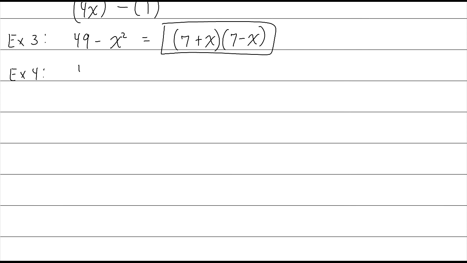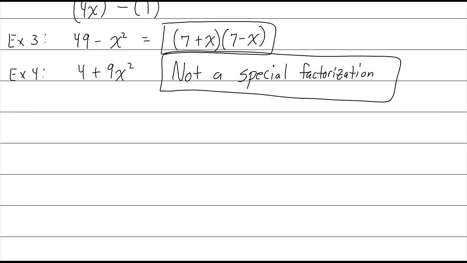Example 4, 4 plus 9x squared. Well, 4 is 2 squared. 9x squared is 3x squared. But before I write this out, I hope you recognize that that was a plus. So it messes it all up. This is not a special factorization. There's nothing special about 4 plus 9x squared. It's not difference of squares. Remember, difference is subtraction, so definitely not difference of squares.